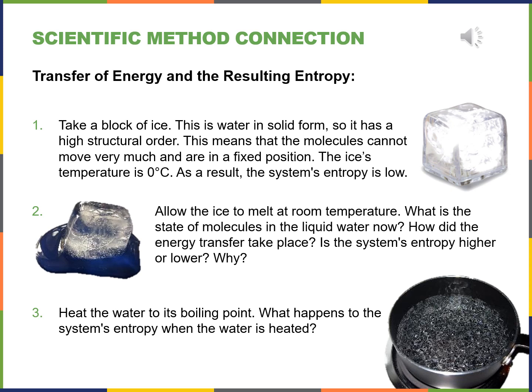Scientific method connection. Transfer of energy and the resulting entropy. Set up a simple experiment to understand how energy transfers and how a change in entropy results. 1. Take a block of ice. This is water in solid form, so it has a high structural order. This means that the molecules cannot move very much and are in a fixed position. The ice's temperature is 0 degrees Celsius. As a result, the system's entropy is low.